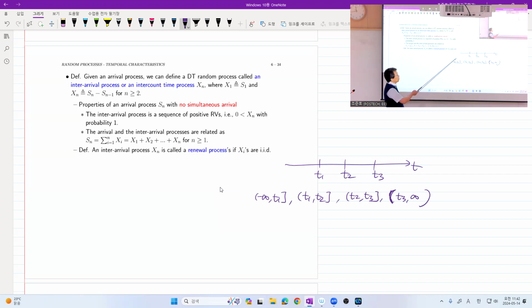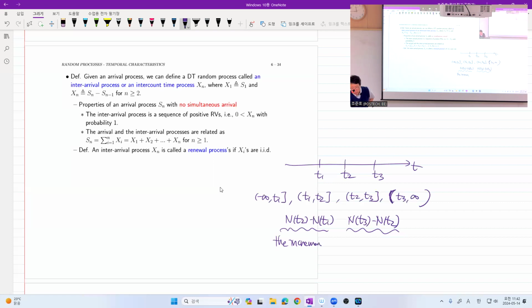And you can define a so-called increment for each interval, especially for these two middle intervals. Let me use N because we talk about numbers. So N(t2) minus N(t1) and N(t3) minus N(t2). What does this mean? The number of occurrences between T1 and T2, excluding T1. So after T1 and before and including T2, how many occurrences? This is called the increment associated with the interval T1, T2. And this is the increment associated with the interval T2, T3.